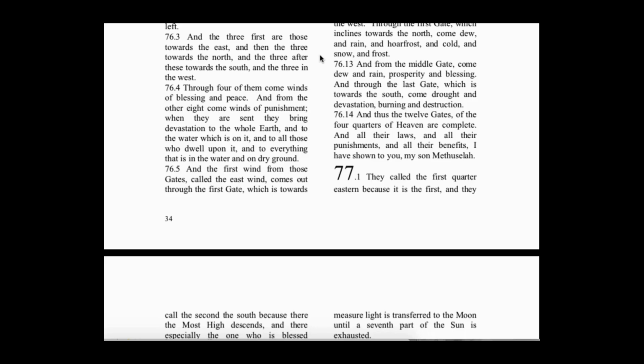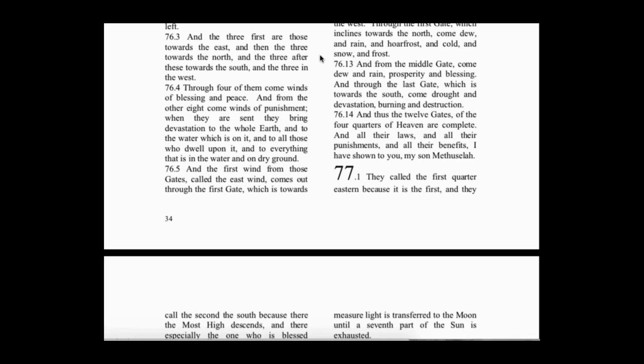Through 4 of them come winds of blessing and peace, and from the other 8 come winds of punishment. When they are sent, they bring devastation to the whole earth, and to the water which is on it, and to all those who dwell upon it, and to everything that is in the water and on the dry ground.